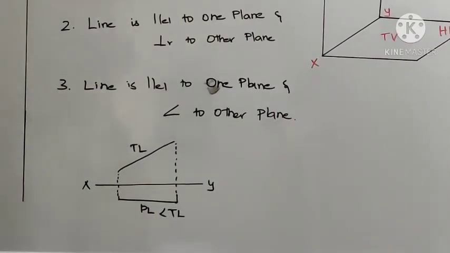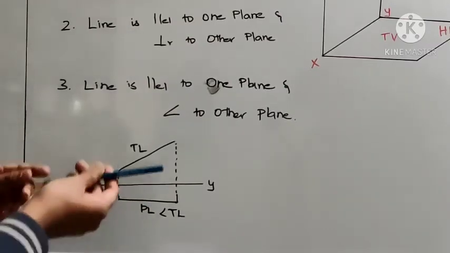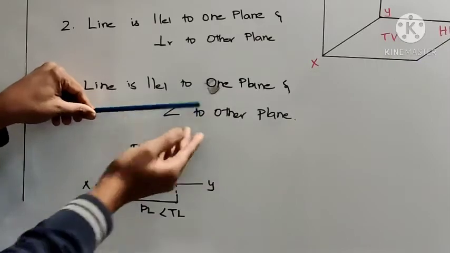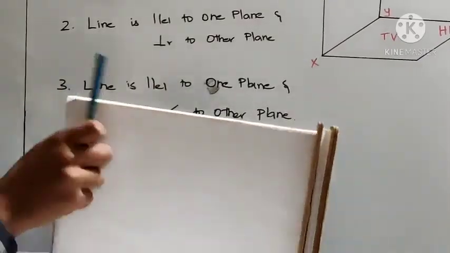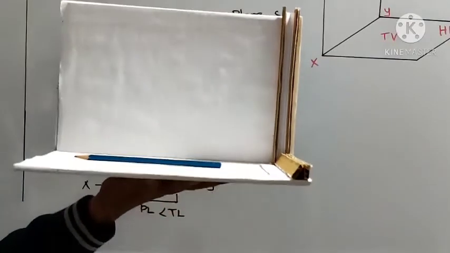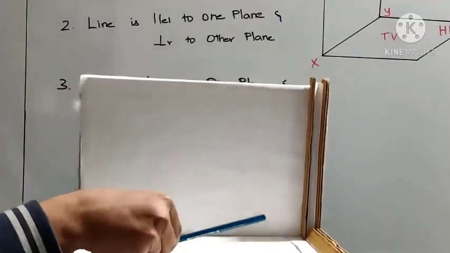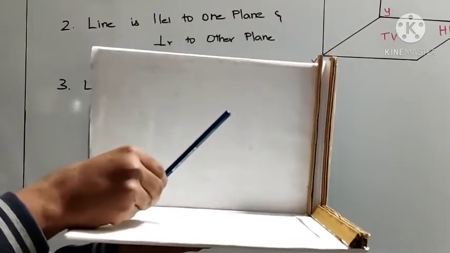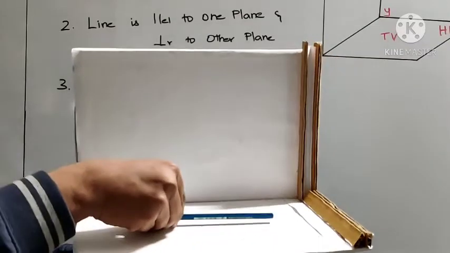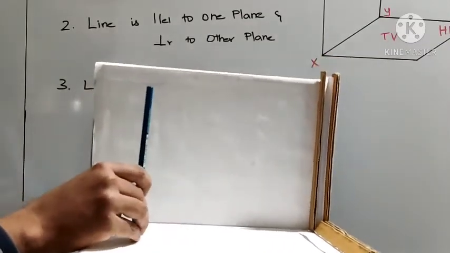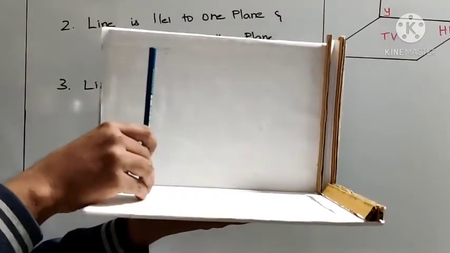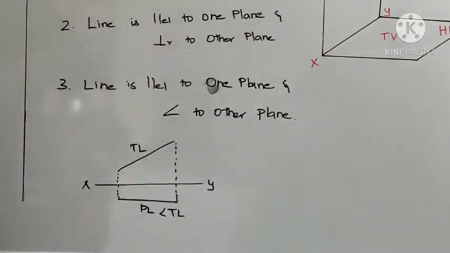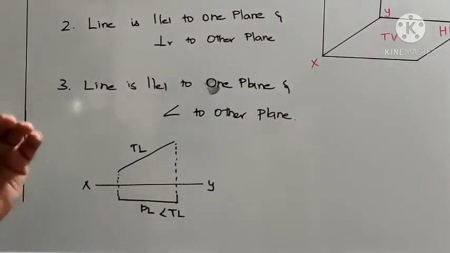So what will happen? When the line is parallel to the horizontal plane, you will see the true length in the top view. Whereas if you start making it inclined to the horizontal plane, you will start seeing the projected length in the top view. And at one point, when you completely rotate it to 90 degrees, if you see from the top, you will see only a point. So the projected length will vary from a point to a little less than the true length. That is the range of the projected length.